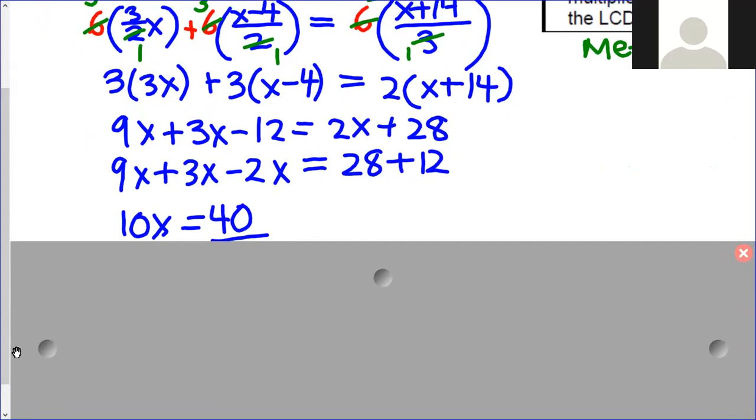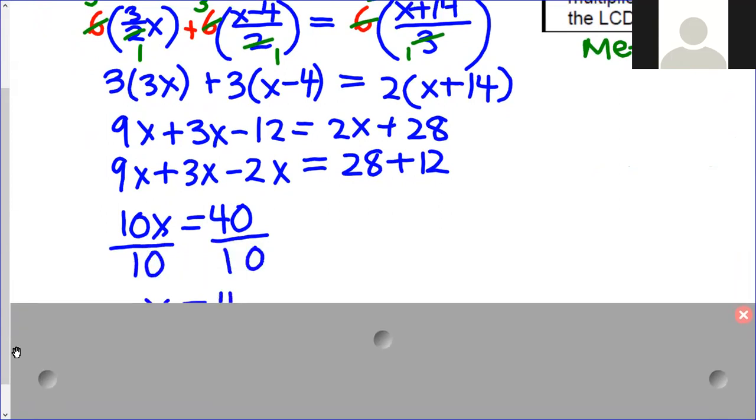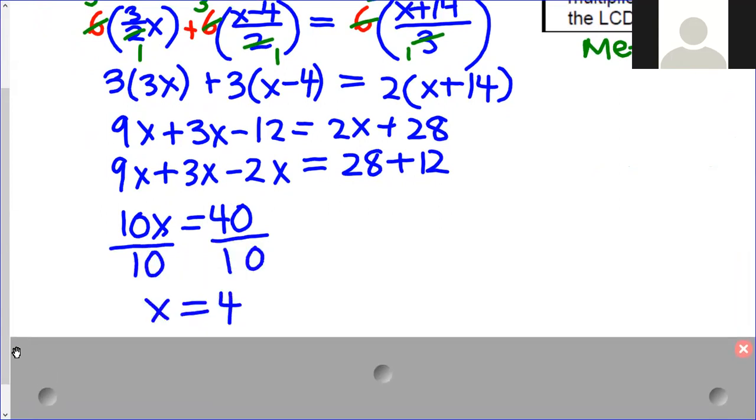Will I get full marks if I put that on the test? No. What do I have to do next? Just divide both sides by 10. Yes, divide both sides by 10. So it started off with a complicated question, but a very simple answer. X is equal to 4.